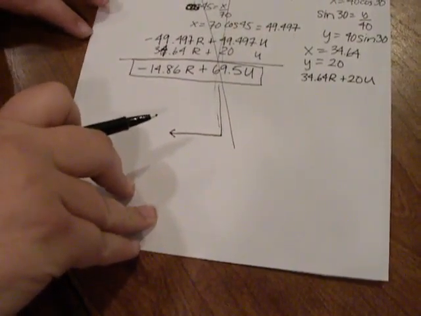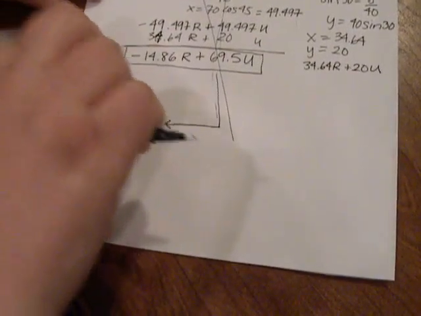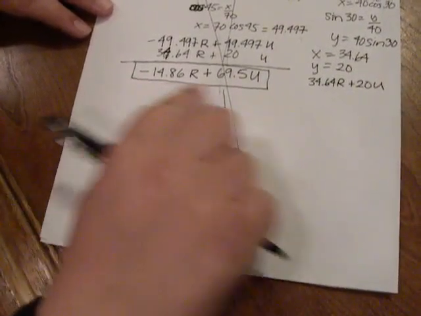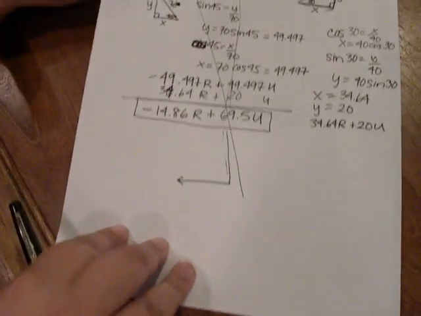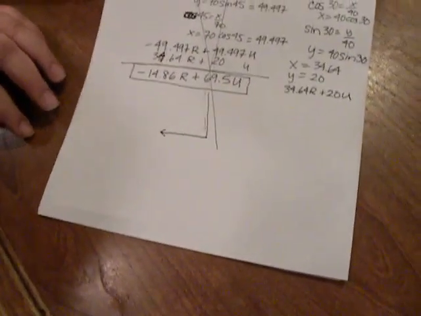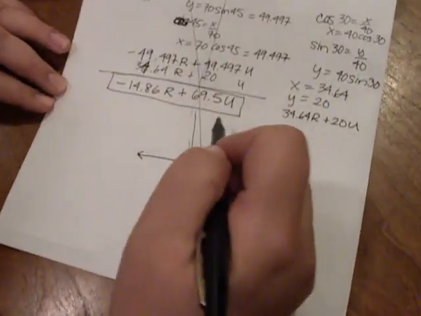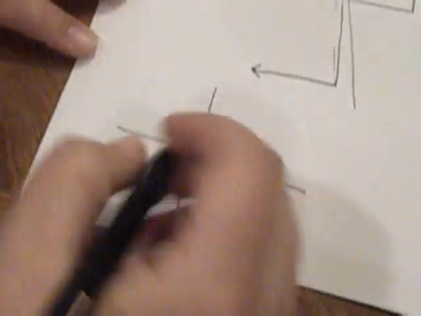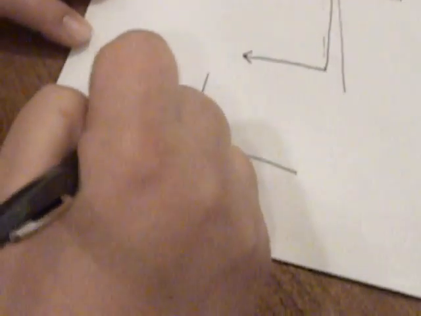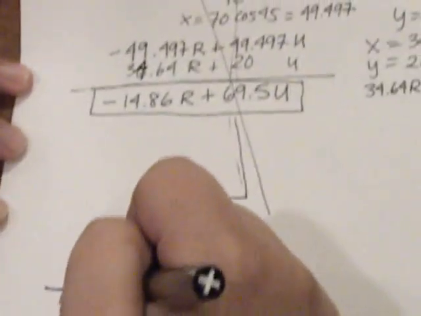Okay, so we have this resultant force in rectangular coordinates, and the next part of this lesson is taking those rectangular coordinates and putting them into polar coordinates. So we just need to take these and put them into polar coordinates, which basically means you need to make a graph. It says negative 14.86 to the right, so in other words you're going to the left 14.86 units, and then 69.5 units up.